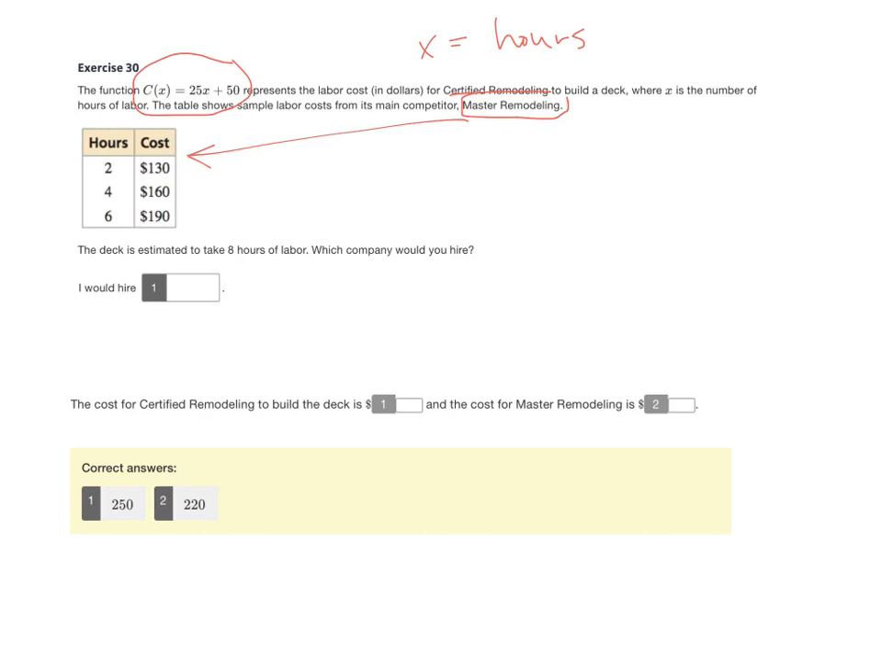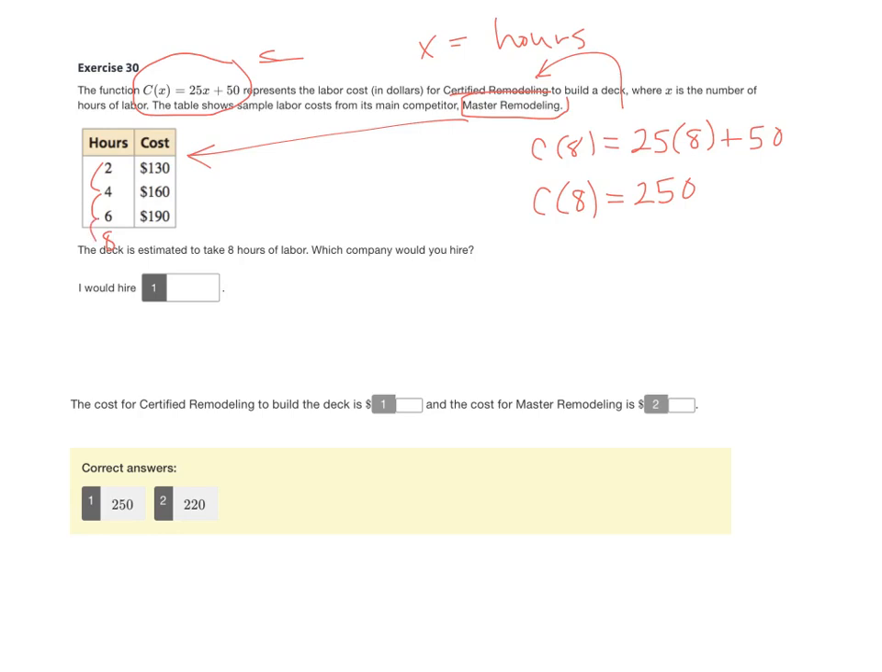So let's start here with the equation. We would have c of 8 is equal to 25 times 8 plus 50. So if you think of quarters, 8 quarters would be 200 plus the 50. We get c of 8 is equal to $250. So that was certified remodeling, right? That's these guys. Now, if we wanted to figure out what 8 is, we could just extend the table, right? Because we can see a pattern here.